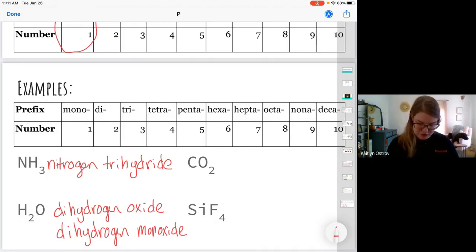Looking at CO2, you probably recognize this. There's only 1 carbon, so we'll just write carbon. And there's 2 oxygens, so that would be dioxide. And then our last one, Si, is silicon. And there are 4 fluorines, so that would be tetrafluoride.